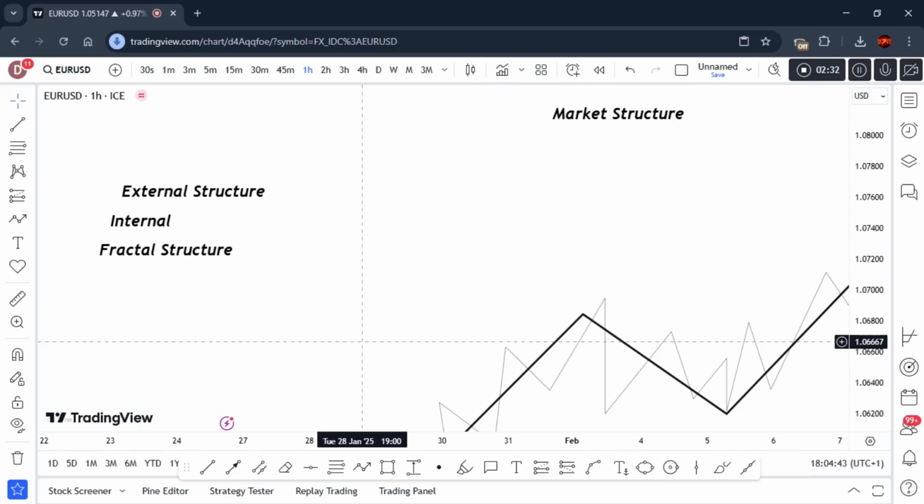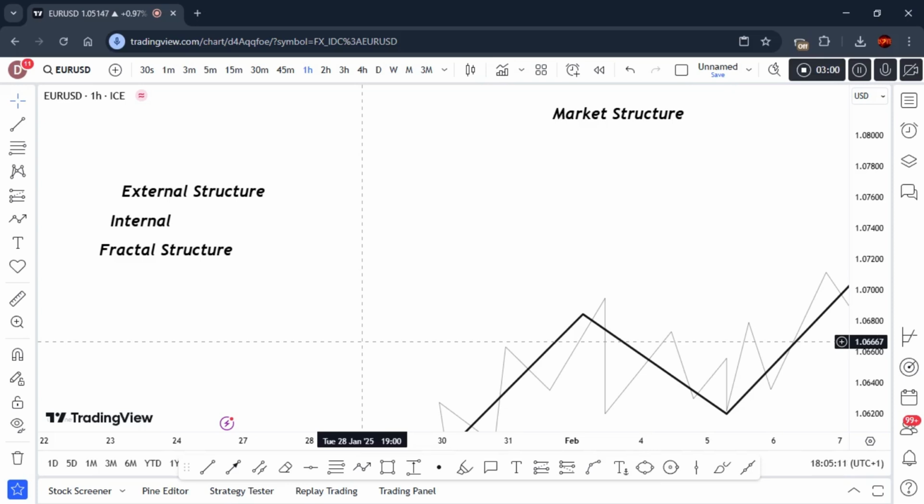And then the internal structure is what facilitates the objective of the external structure. So the internal structure will pull back, it's going to shift the market structure, to facilitate whether a pullback or a continuation, just like we explained, right? And then your fractal structures are those substructures inside of your internal structure. So that's just it about market structure.